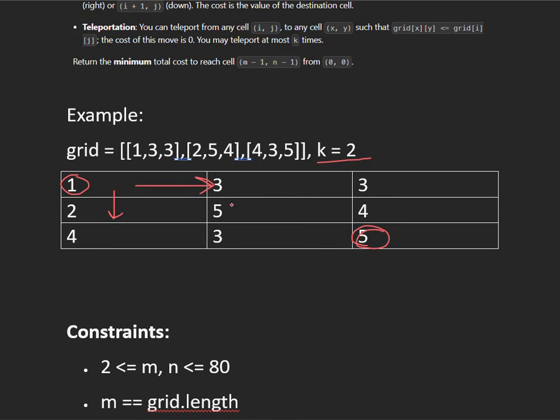Suppose we are at 5 right now. What are the possibilities where we can teleport? From 5 we can teleport to 3, 4, 5, 3, this 3, 4, this 2, and this 1. Means all the cells whose values are lesser than or equal to this cell, we can teleport to all those cells. So this is the teleportation thing.